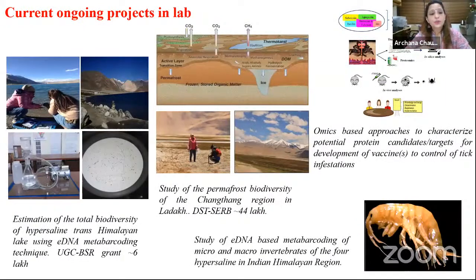This slide gives you an overview of the other research projects which are going on in our lab. One of which is the estimation of the biodiversity of the hypersaline Trans-Himalayan lake, for which I had wished to show the data. I had data, but since it was microbial data, I wanted to stick to only the eDNA metabarcoding data related to the vertebrate system.